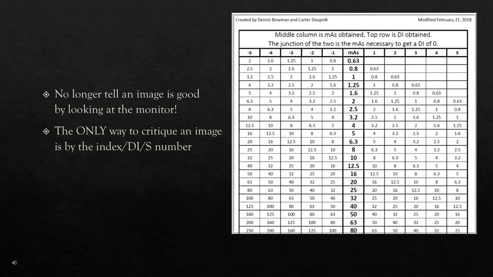So, in closing, remember, no longer can technologists look at an image on a workstation and say that's good by checking the quality. With all the image rescaling, the processing, lookup tables, the days of film are gone. The only way, the absolute only way to critique an image now is by looking at the exposure index, the DI, the S number, and making sure it is within range for your system. That is the only way.